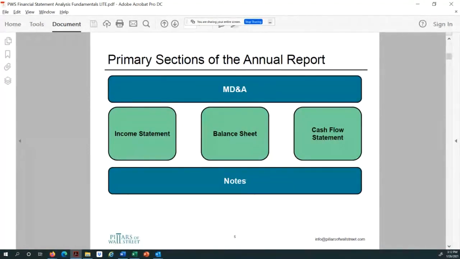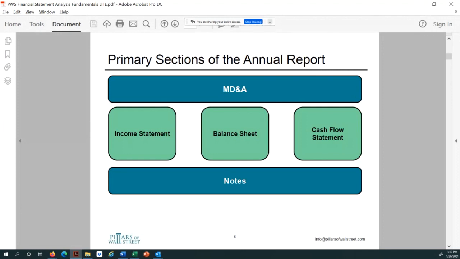Okay, another way of looking at this is your one chance to sit down with management on a one-on-one basis and truly glean their insights into what's going on behind the scenes, right? Again, the financial statements just give you numbers. Here's the income statement, balance sheet, cash flow, great. There's all the numbers, but I have no idea why. Why are the numbers moving the way they are?